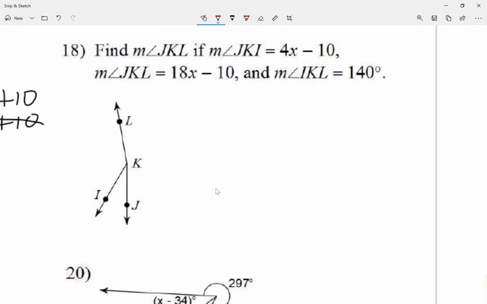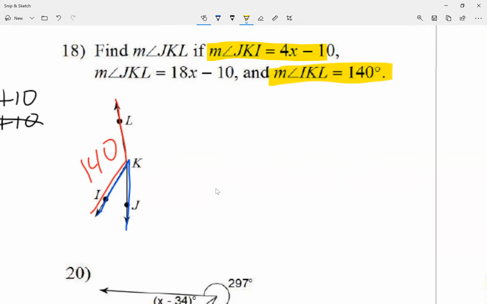Let me find the two small angles. One of them, if I look at this one, I'm using the letters I, K, and L with K in the center. So that is, let's see, I, K, L. It's right here. So this angle is 140. There's another small angle, which is right here. I'm using the letters I, K, and J with K in the center. It's right here. This angle is 4x minus 10.